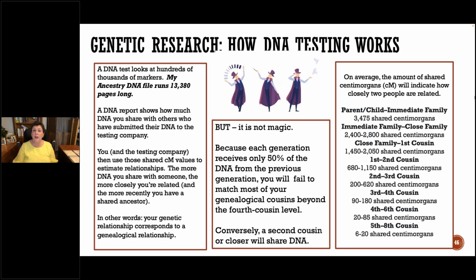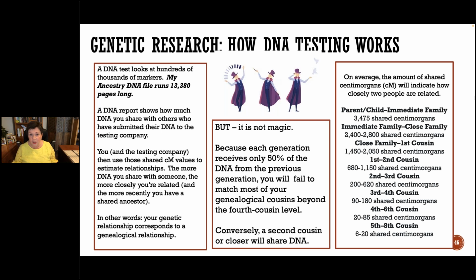So how does DNA testing work? A DNA test looks at hundreds of thousands of markers. My Ancestry DNA file is over 13,000 pages long. A DNA report shows how much DNA you share with others who have submitted their DNA to the testing company. You and the testing company then use those shared centimorgan values to estimate relationships. The more DNA you share with someone, the more closely you're related, and the more recently you have a shared ancestor. In other words, your genetic relationship corresponds to a genealogical relationship.